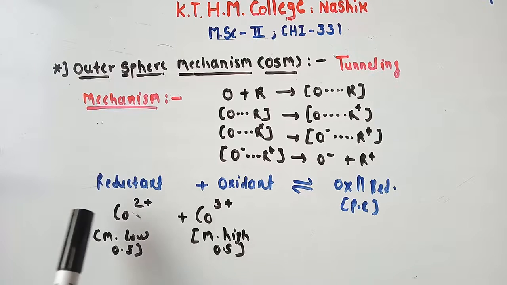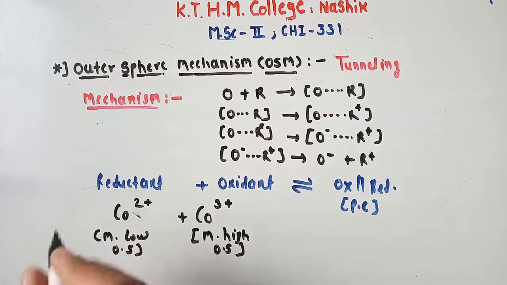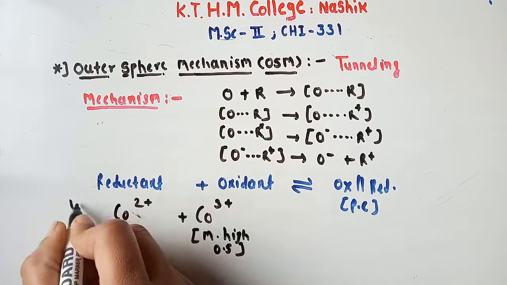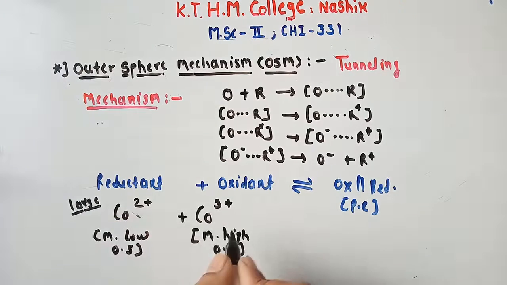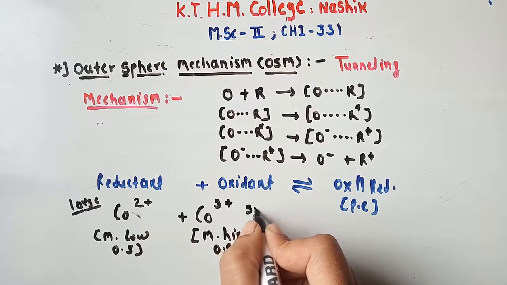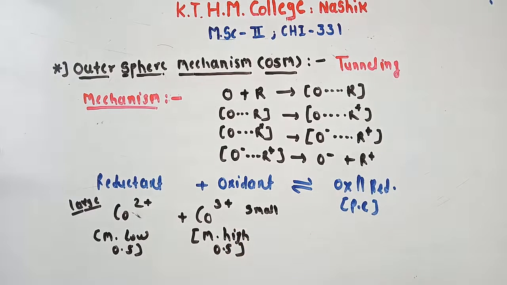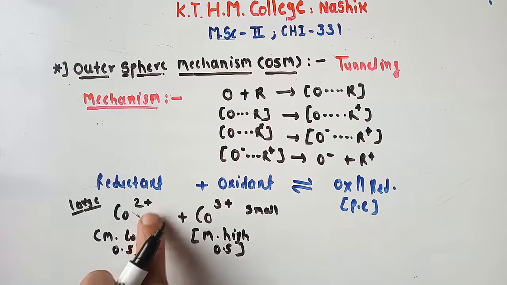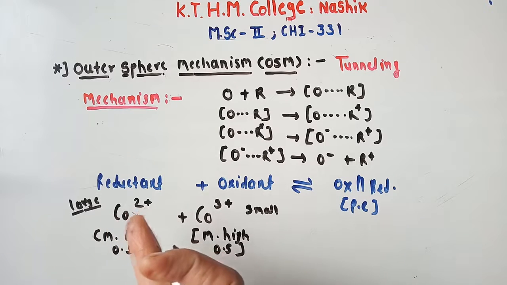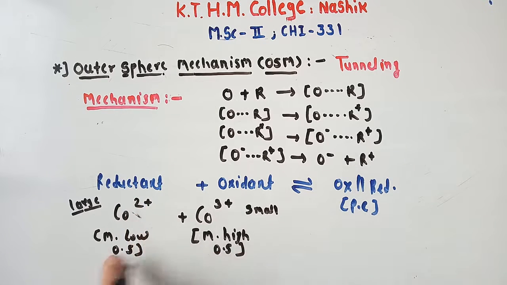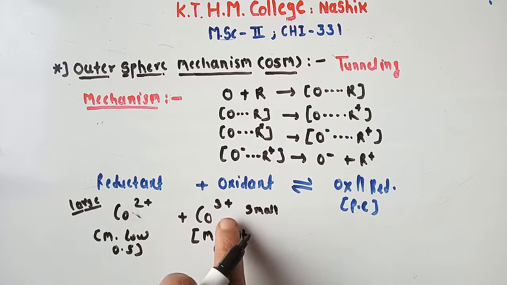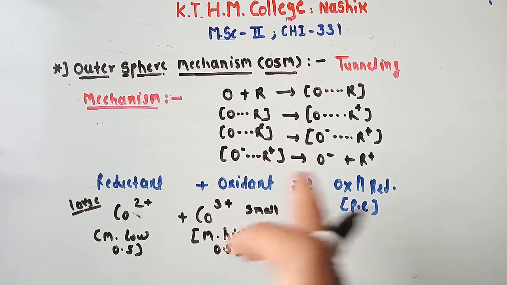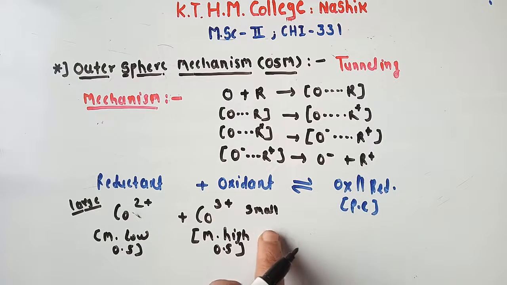So obviously this cobalt 2 plus is large in size, while cobalt 3 plus is small in size. Obviously as it carries two charge, means it carries less charge, low oxidation state, the size of cobalt 2 plus is large, while as this cobalt carries plus 3 charge, means more oxidation state, this metal has small size.